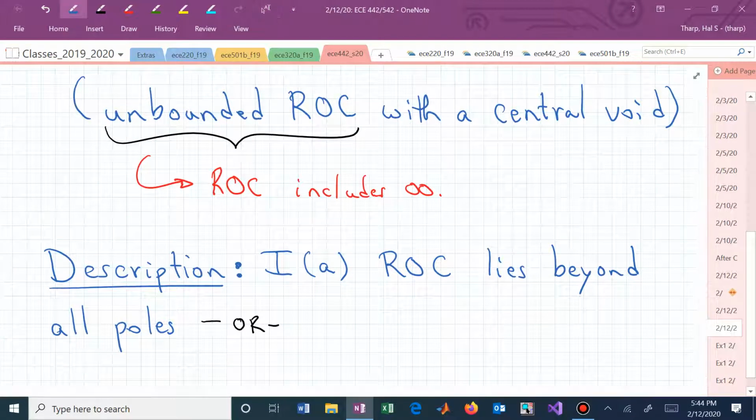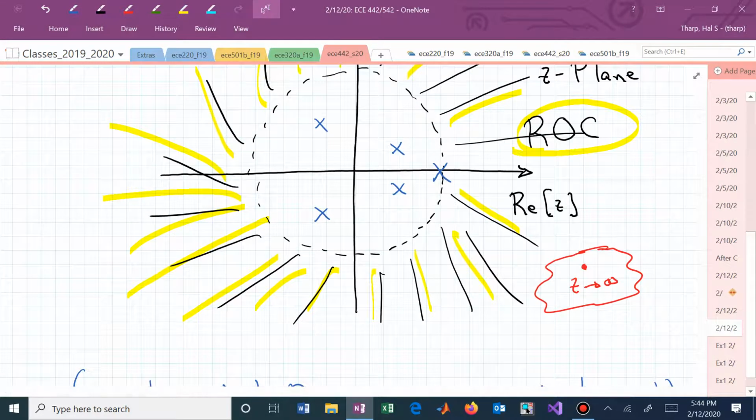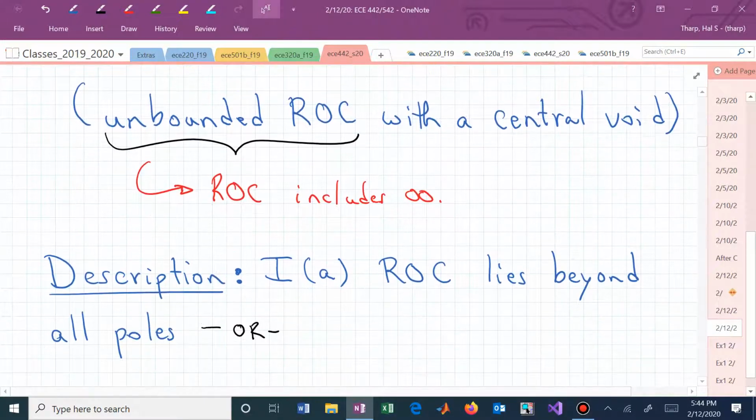Now I'm trying to write this many different ways. One description of this is the region of convergence lies beyond all poles. Does that make sense for this region of convergence? Pattern 1. The region of convergence lies beyond all poles. The blue X's are the poles. The region of convergence lies beyond that.